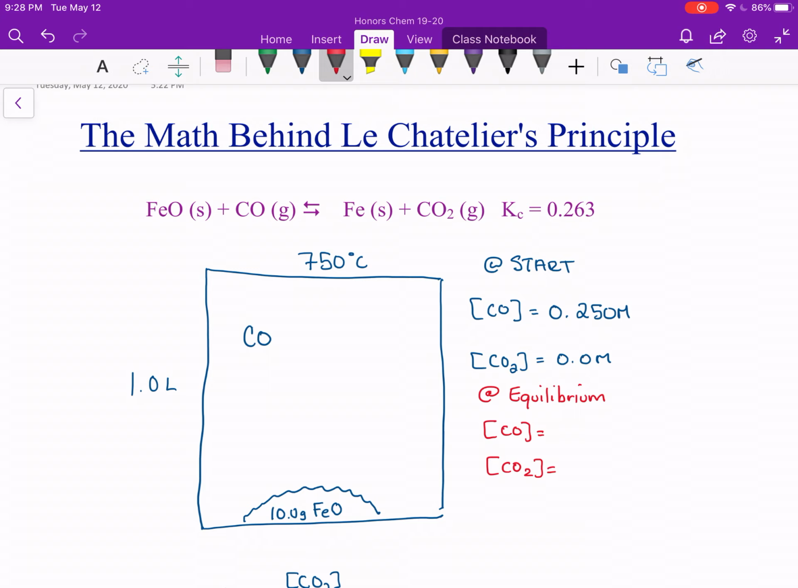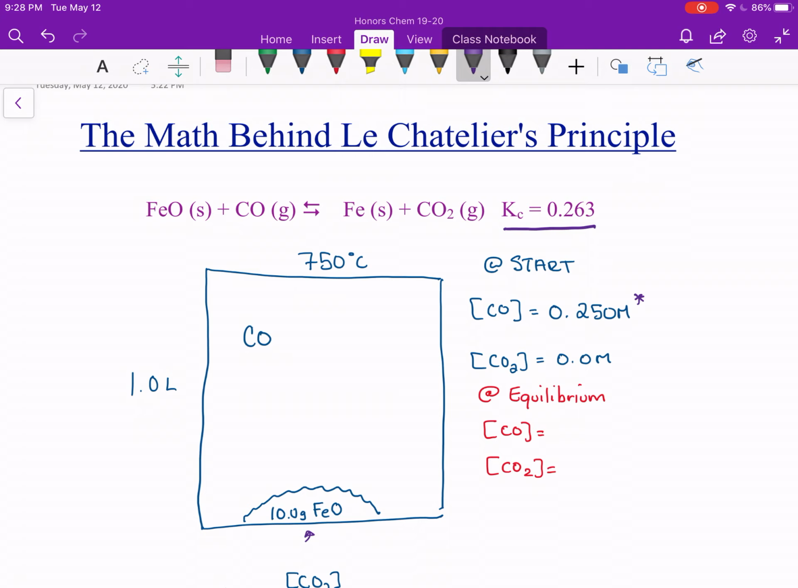The first one, we have this lovely equilibrium between FeO and carbon monoxide going to iron plus carbon dioxide. And we see Kc for this particular reaction is 0.263. Let's say that we start with a container, and in that container we put 10 grams of our FeO, and we put in some carbon monoxide, and we're going to start with a 0.25 molar concentration.